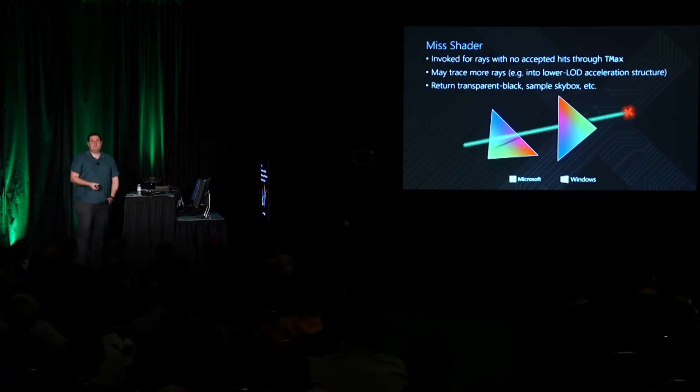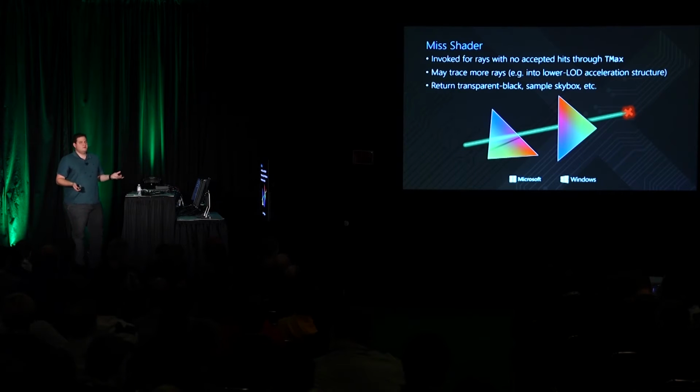Now, one additional shader type that we have: if no accepted intersections occur within the trace ray call, the miss shader is instead invoked. That is, if no intersections occur through Tmax. From there, you can trace more rays, for example, into a lower LOD structure. So you can have, for example, a very tightly bound high detail acceleration structure representation. Then you can have a much wider one that's lower detail. So you could continue the ray basically with that lower LOD structure. Alternately, you could do something like return transparent black or sample the skybox.